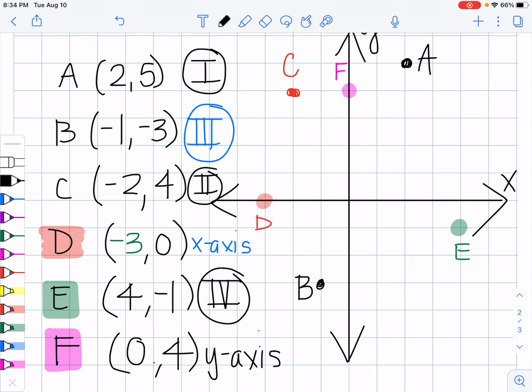Okay, remember you want to always start at the origin, and quadrants start right here and they go in this direction, counterclockwise.